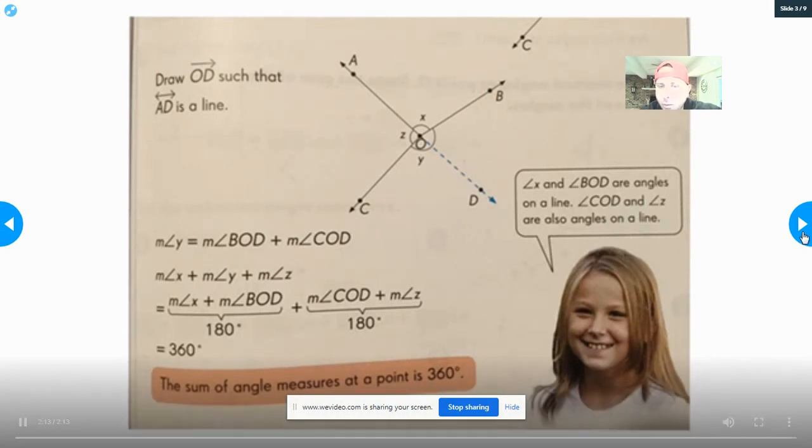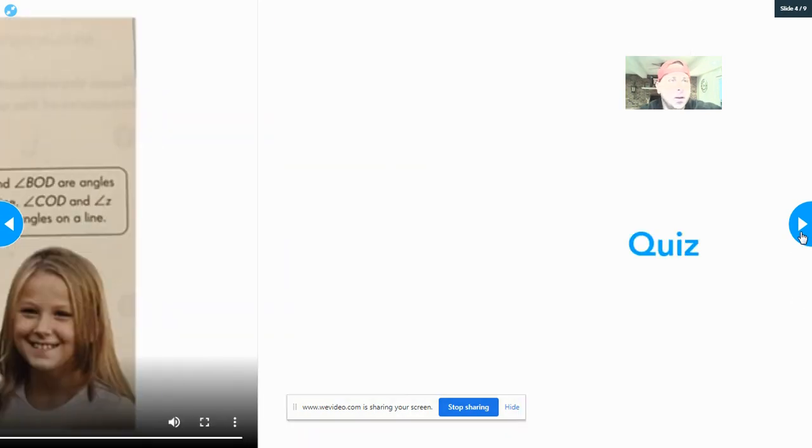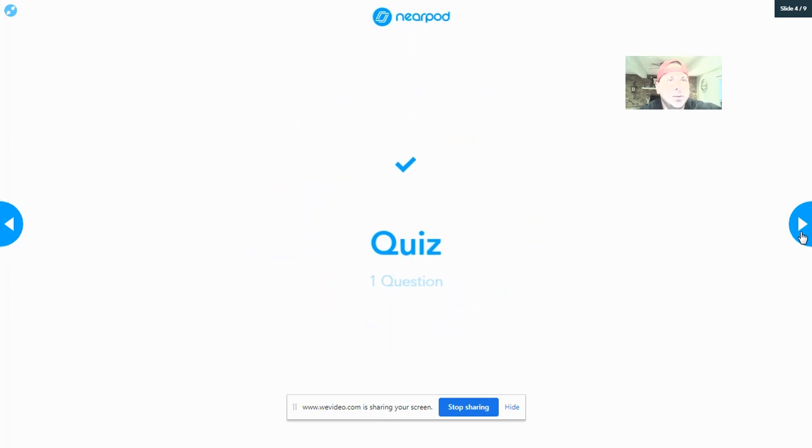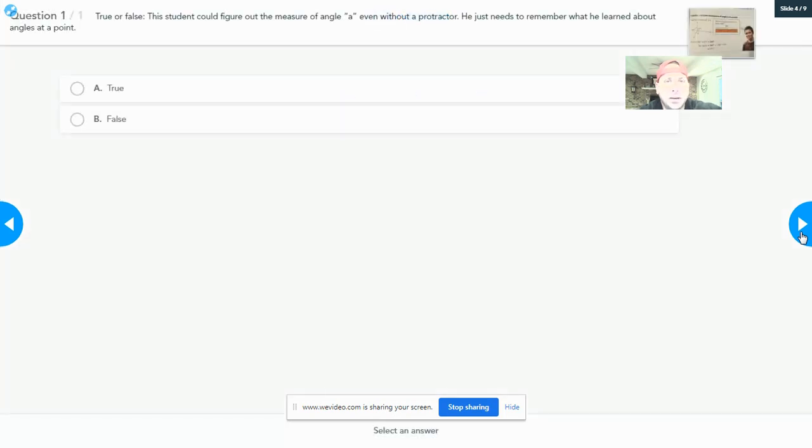So I've got a little one question quiz for you here. It says, true or false, this student could figure out the measure of angle A even without a protractor. He or she just needs to remember what he learned about angles at a point. Now I look at, it's a young man here. I could click on the picture to get a better view.